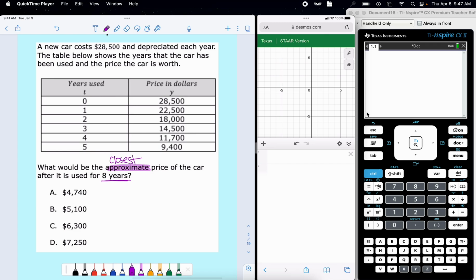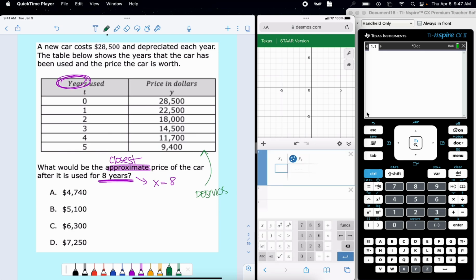And it says 8 years, and we know years is x, so this is x equals 8. This is for later, okay? But we also know every time we see a table, we have to do Desmos. So we're going to do new table, and we're going to add our values: 0, 1, 2, 3, 4, 5. Then we're going to do 28. Once we put that comma, it does not work, so we need to delete the comma. Do not write the commas.